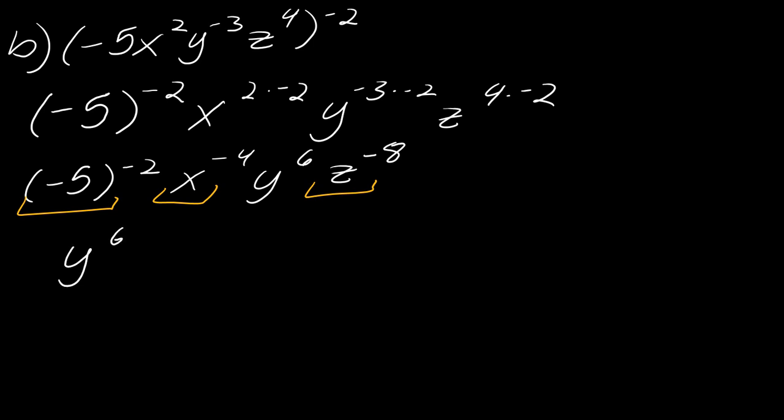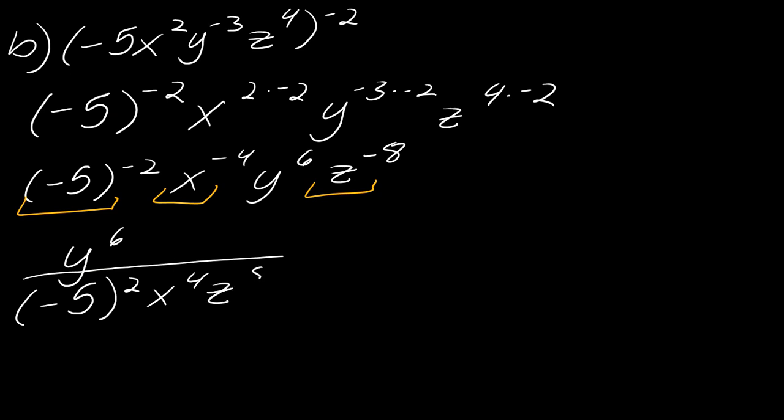So this is going to be y to the 6th over, so notice I'm leaving the negative 5 in the parentheses, but now this becomes positive 2. So I've done what this exponent told me to do, and now I can figure out what this answer needs to be separately. I'll finish writing this out. So now I've got x to the 4th and then z to the 8th.